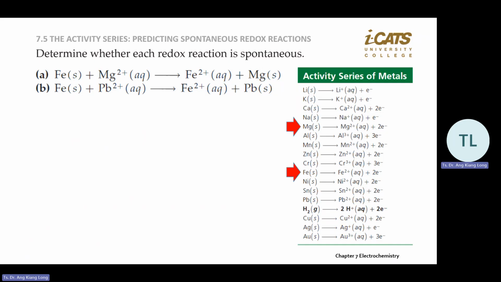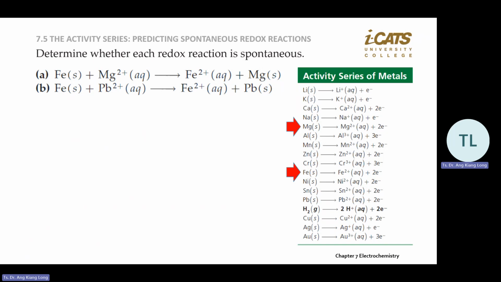Ferrum, magnesium. Ferrum and magnesium. Okay, correct. So I think it's easier if you refer to the arrow table. If you refer to the arrow table, A, ferrum and magnesium 2 plus.